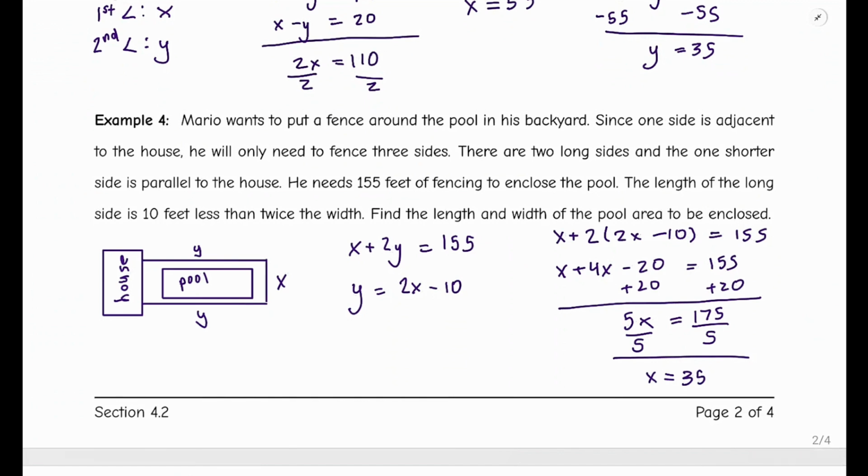Now I'm going to plug that into the second equation and get y equals 2 times 35 minus 10, which is 70 minus 10, which is 60. So that means the length is 60 feet and the width would be 35 feet.